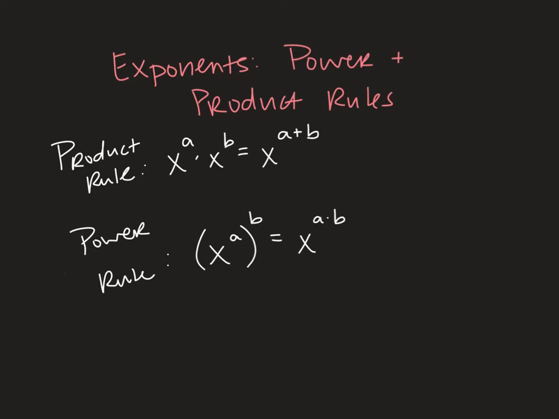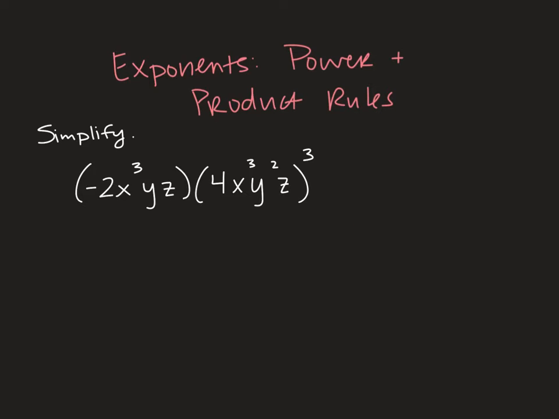This video is going to have two examples of how to simplify exponential expressions using the power and product rules. The product rule tells us that when we're multiplying two terms that have the same base, you write the base once and you add your exponents. For the power rule, this is taking a power to a power. When we have one base raised to two different exponents, you multiply those exponents.